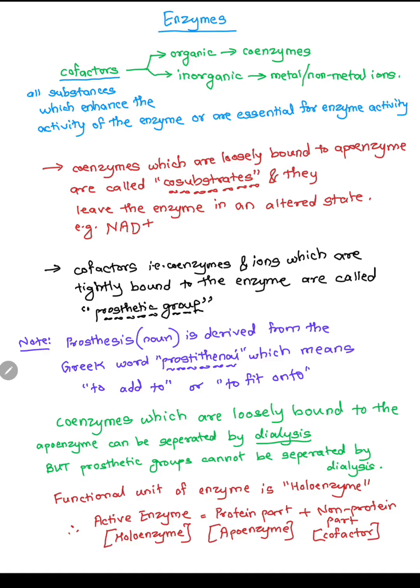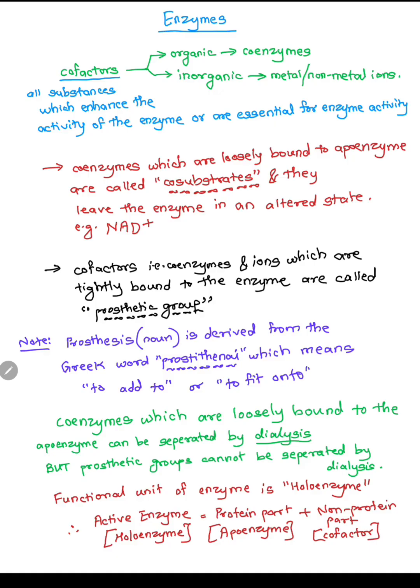So prosthesis comes from the Greek word prosthithenai. It's a verb which means to add to or to fit onto. Like we have knee implants, teeth implants, which are difficult to remove from our body. They are also called prosthetics, prostheses. But these co-substrates or coenzymes, when loosely bound to apoenzyme, can be compared to a glove, or some clothes that we wear which can easily be taken off, right?